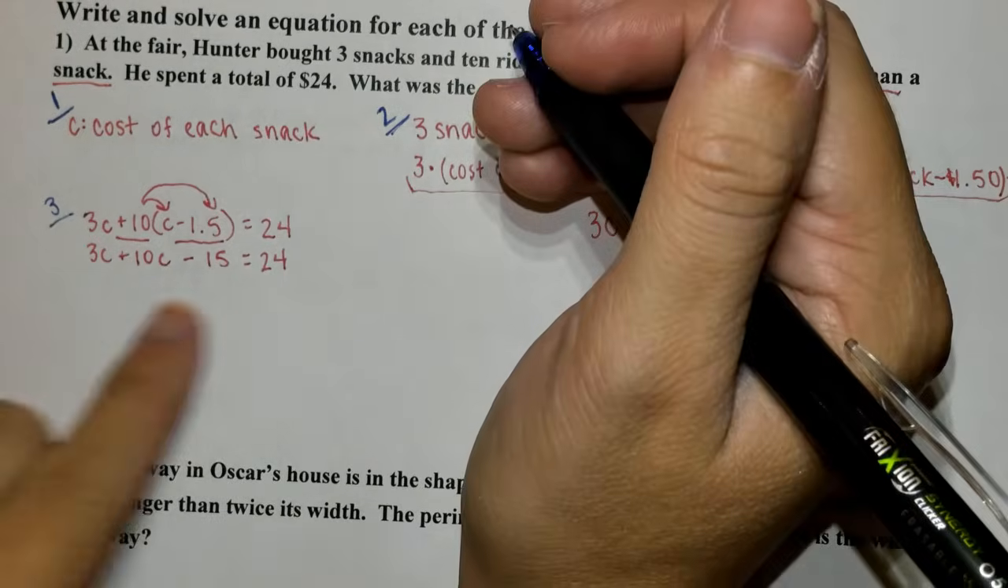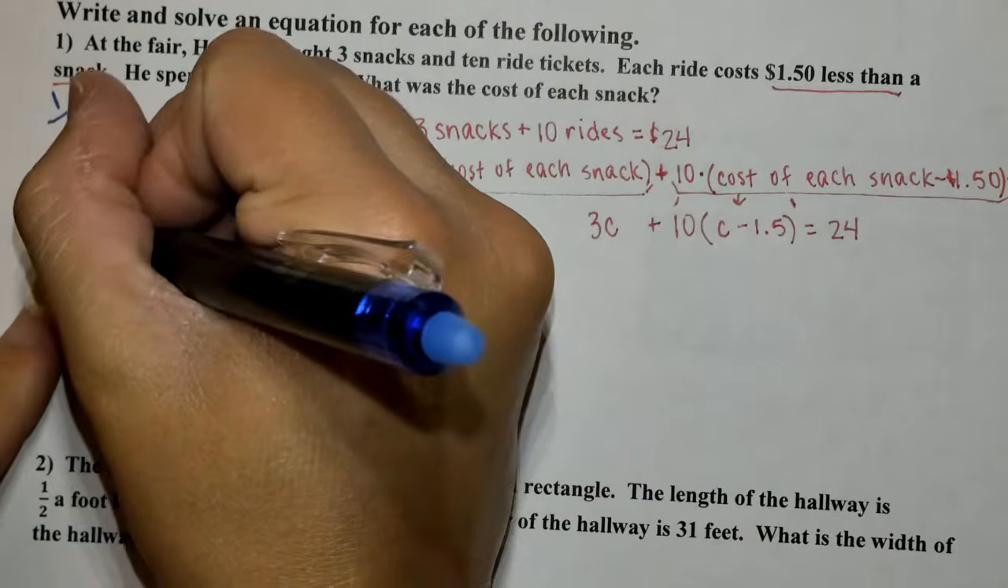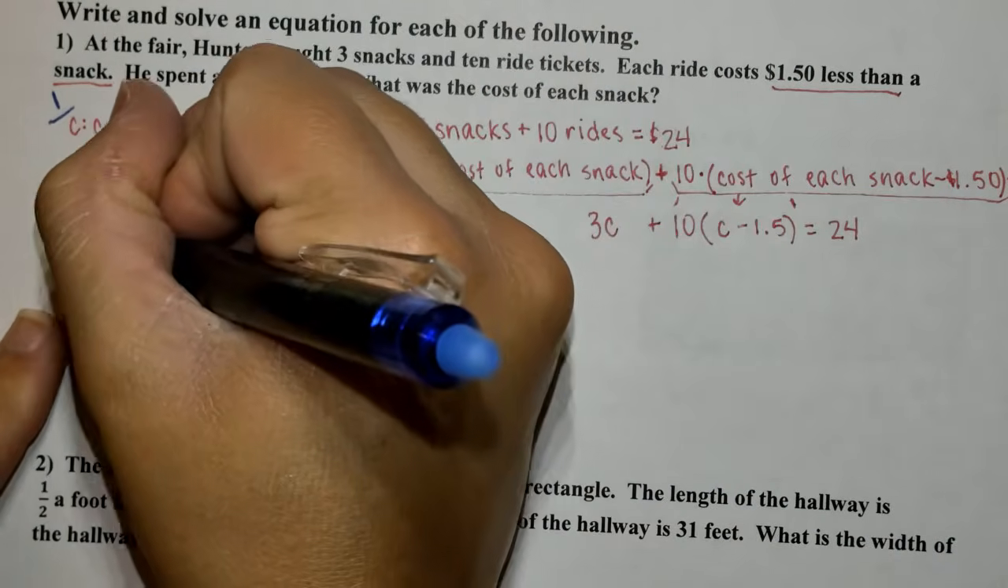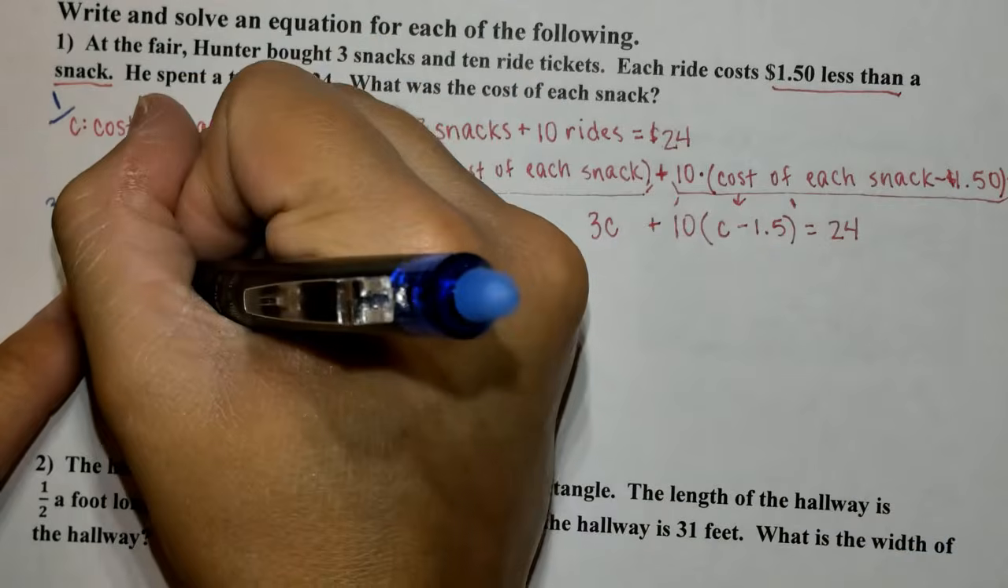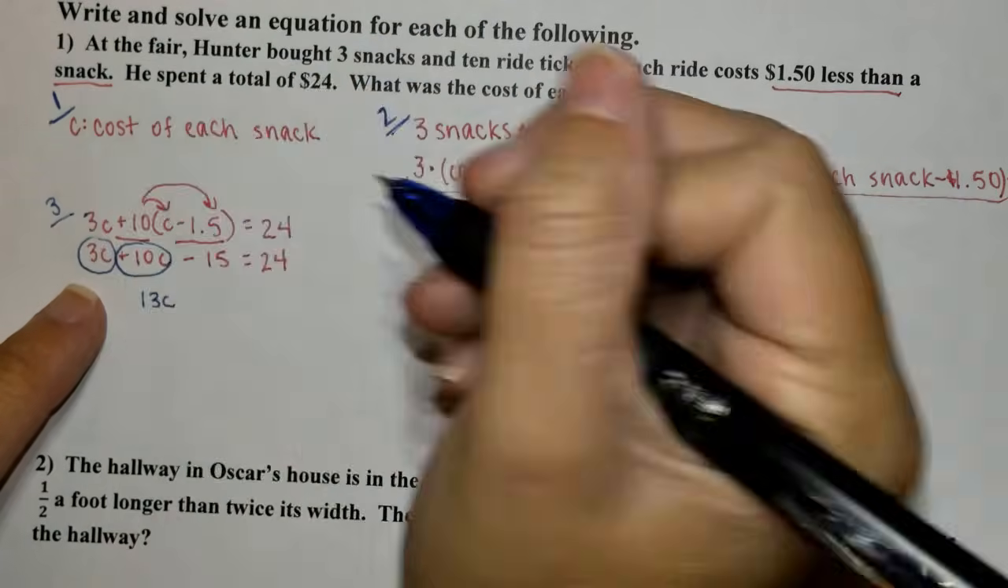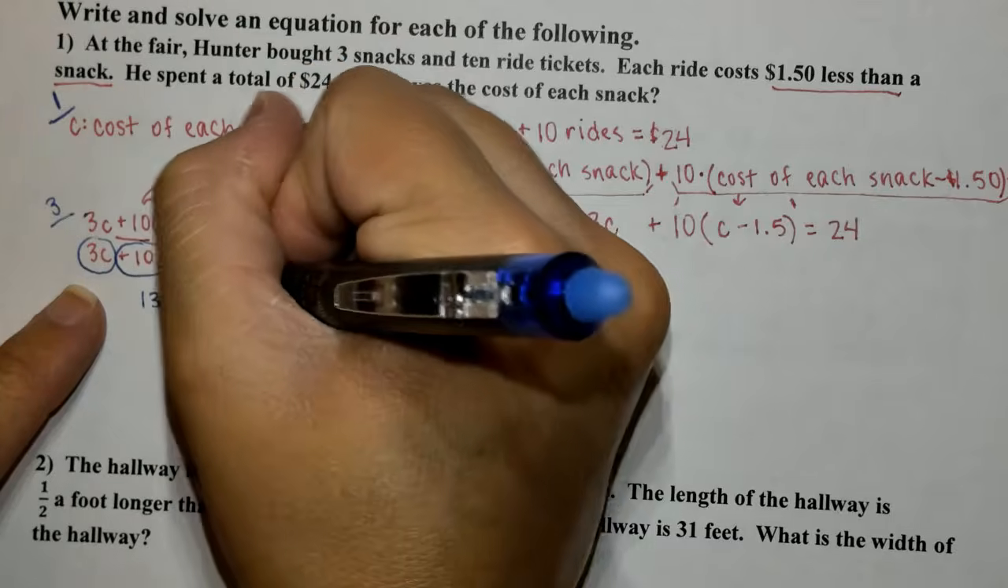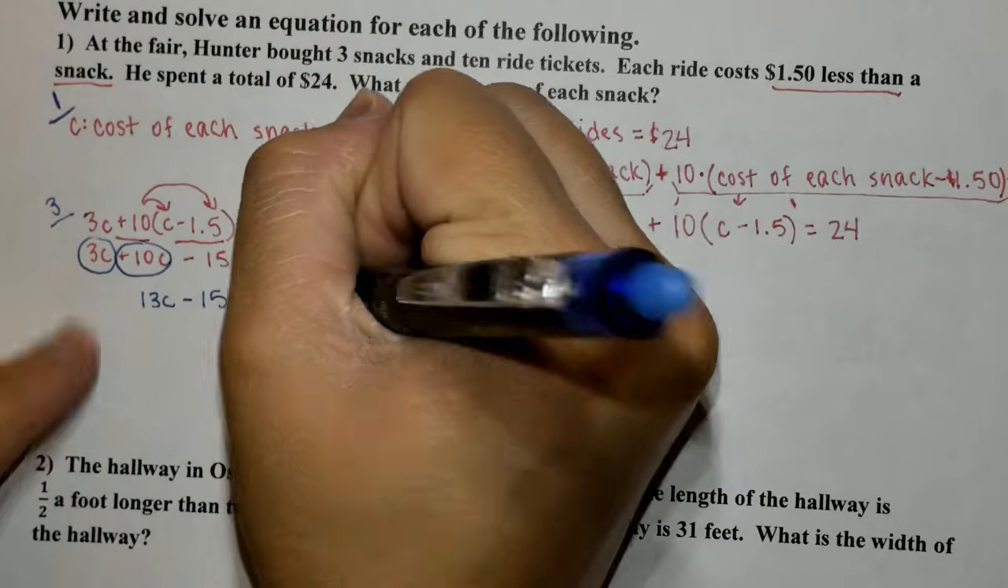Okay, I'm going to look at both sides. On the left side, I've got a 3C and a 10C. Because they're on the same side, we just combine them. So those 2 together are 13C. My minus 15 comes down, my equals, and my 24 comes down.